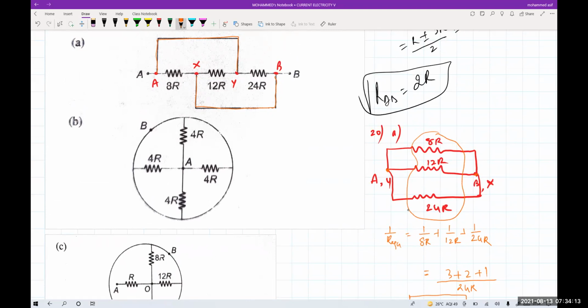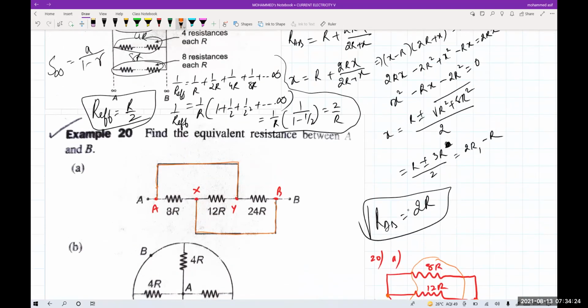Okay. What did I tell you in the concept? The resistances which are connected by the same wire should be connected to one single point. So this is A, everywhere this is A. A and Y will be at the same potential because they are connected by the same wire. The same way, X and B will be at the same potential. Clear? A comma Y are at the same potential, and B and X are also at the same potential.